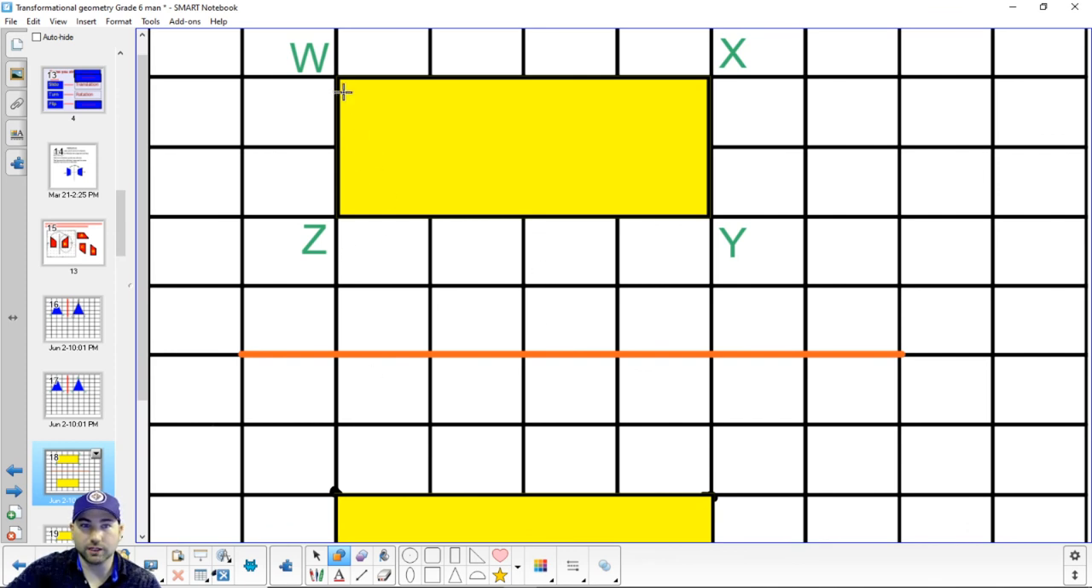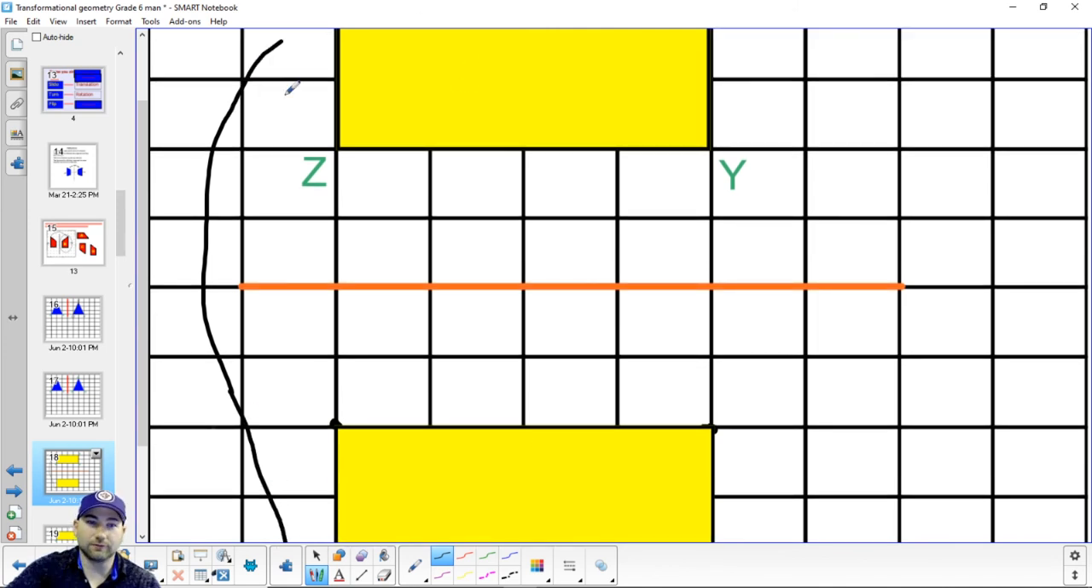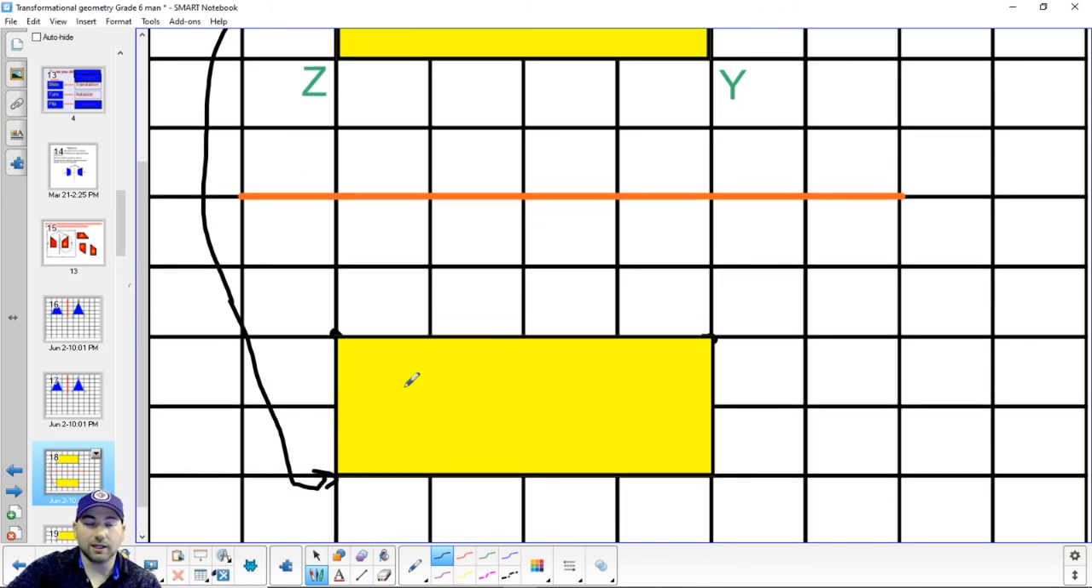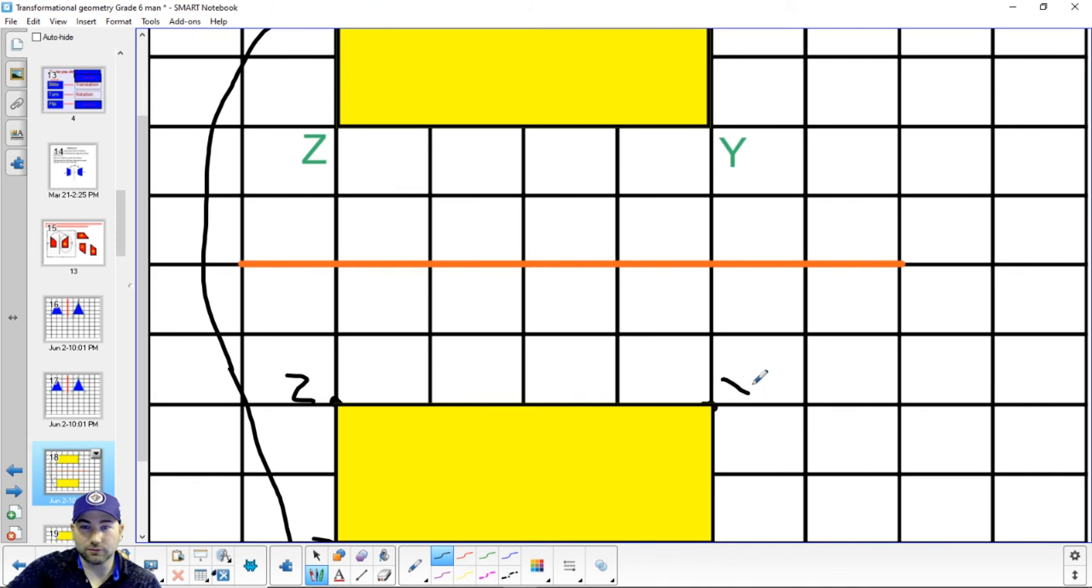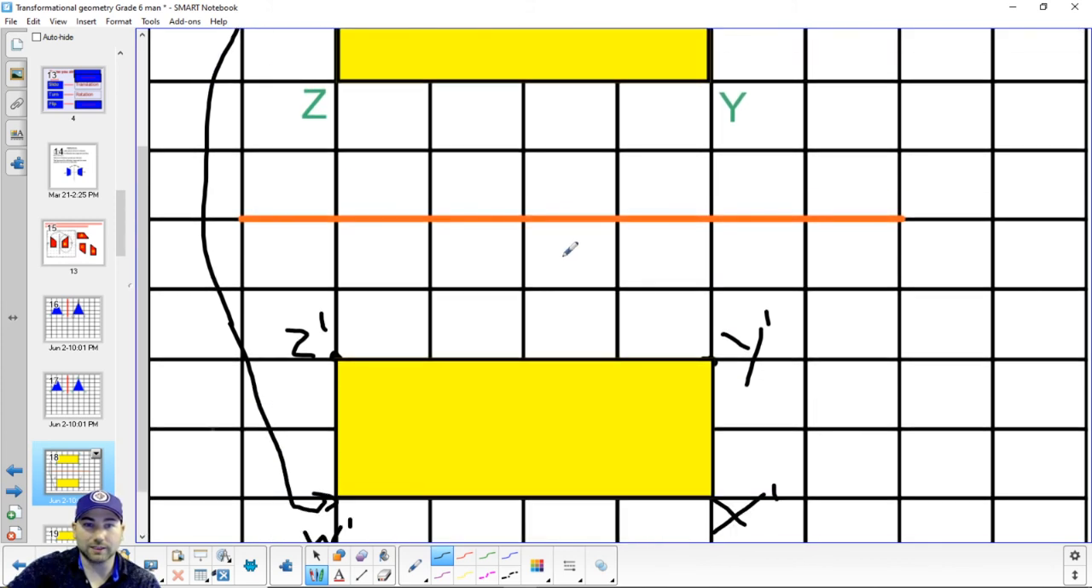It's 2 spaces away. W is going to reflect all the way down and become this point here, as you can see, because it would flip over the line and become this point here, meaning this is going to be Z, this is going to be Y, and then this is going to be X, and this is going to be W, and I have to put my prime marks in to show the reflection, and I am done. So I reflected that over the line.